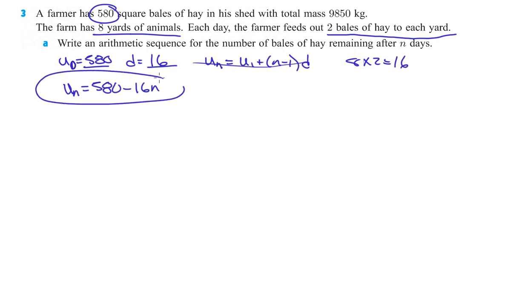So this is going to be our formula. If we use this as U sub 1, that's going to mess up our formula. It's going to be off by 16. Okay, so again, this is starting with 580. If you said it's like after the first week he had 580, and then he feeds out 16 bales of hay, then we could use U sub 1 and D, but this is actually easier than using that formula. Okay, so that would take care of that problem.